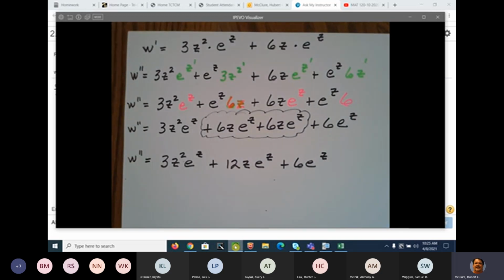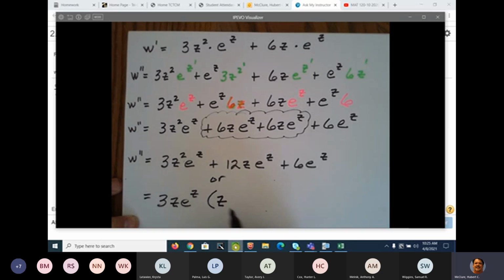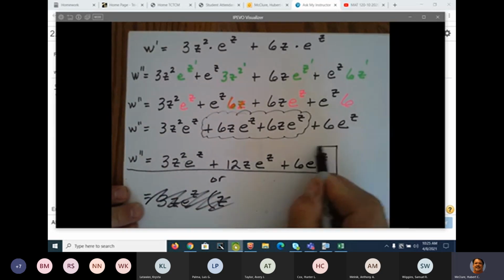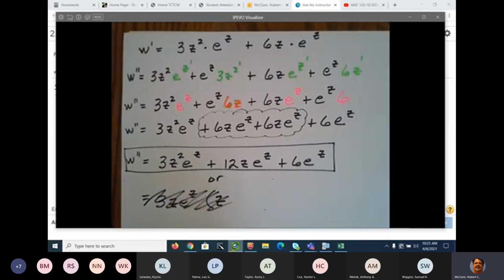Now, you could factor out a 3z e to the z. And that will leave you with z plus 4. No, you can't factor out a z right here, so just forget it. You could factor out an e to the z, 3e to the z. I would say that's probably your answer. Let's go type it in and see what we get.